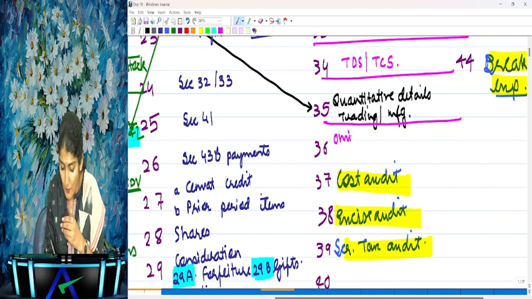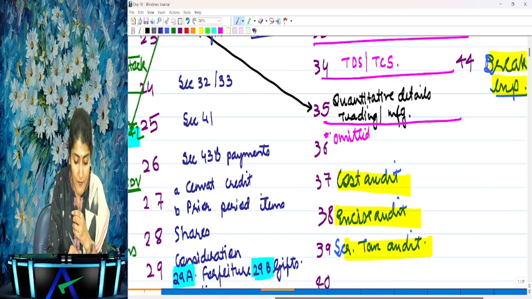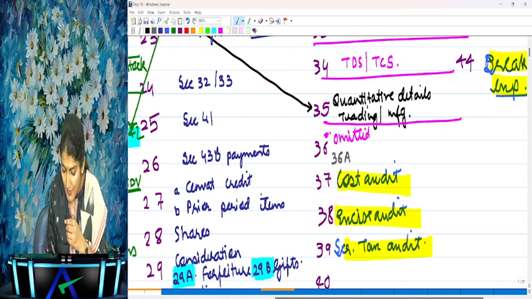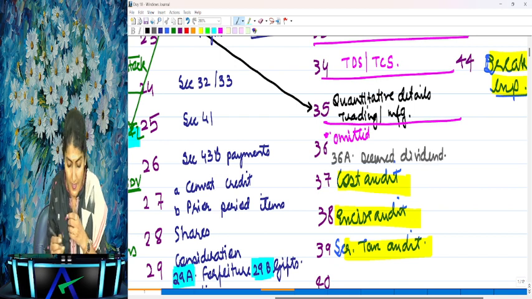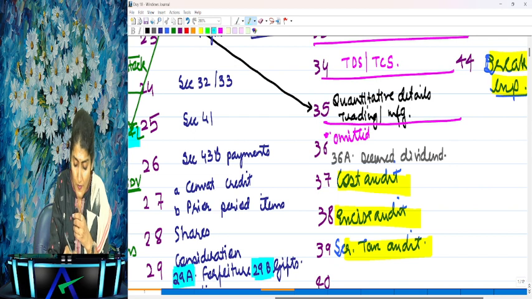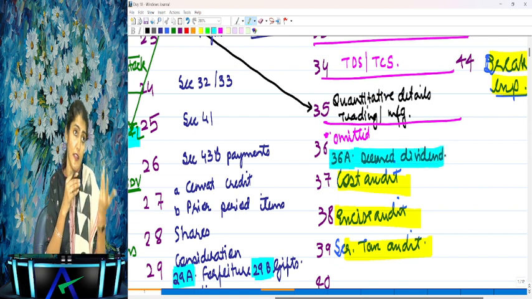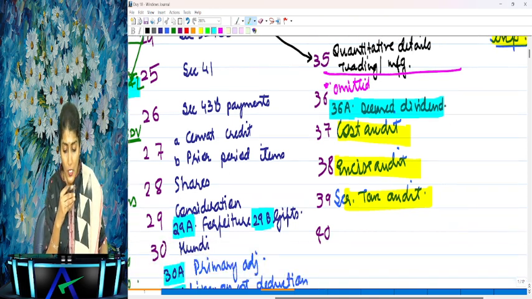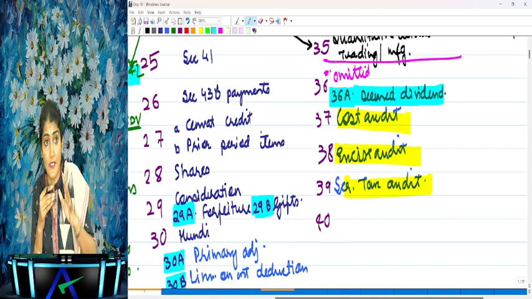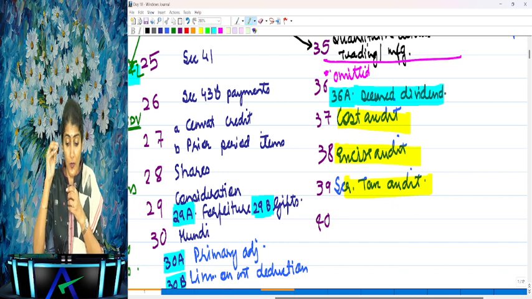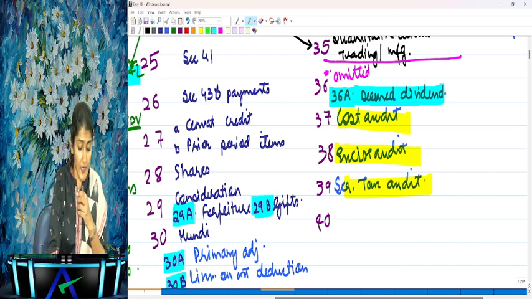36 has been omitted. I know clause 36 has been omitted, but we have the 36A, which is regarding the deemed dividend. What was 36? It was regarding the dividend distribution tax, which is now no longer there. That is why 36 has been omitted. But is there a 36A? Yes, that is regarding the deemed dividend.